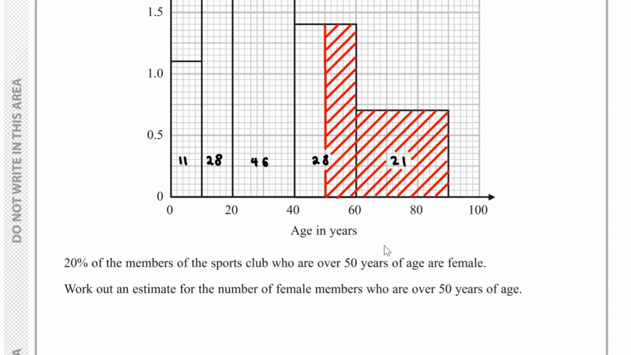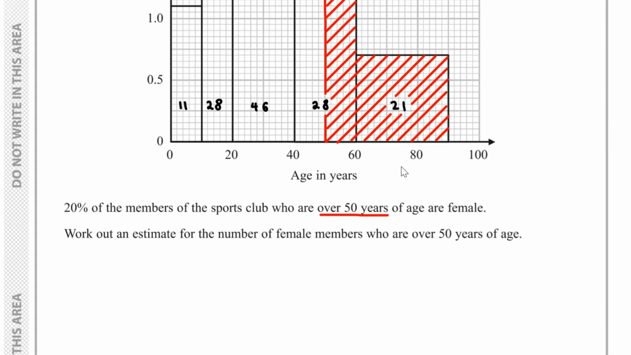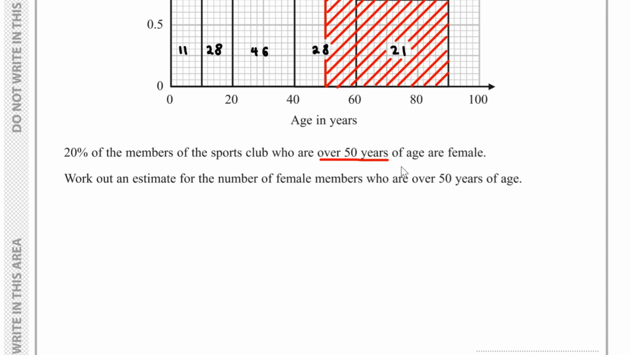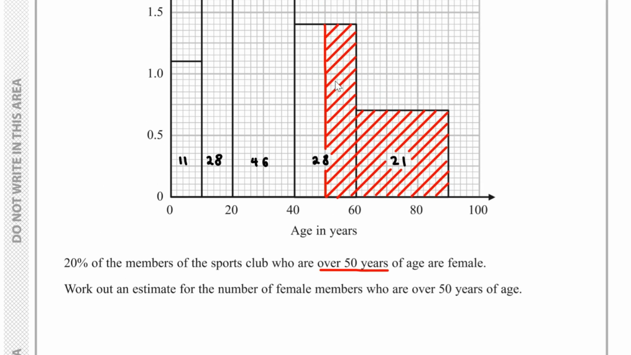So here what you see shaded is everyone who's over the age of 50 years, and here we've got the females who are over the age of 50. So what we need to do is find out what the total is over here in red. Well, we've got here 10 multiplied by 1.4 plus the 21 over here. So here we get 35.